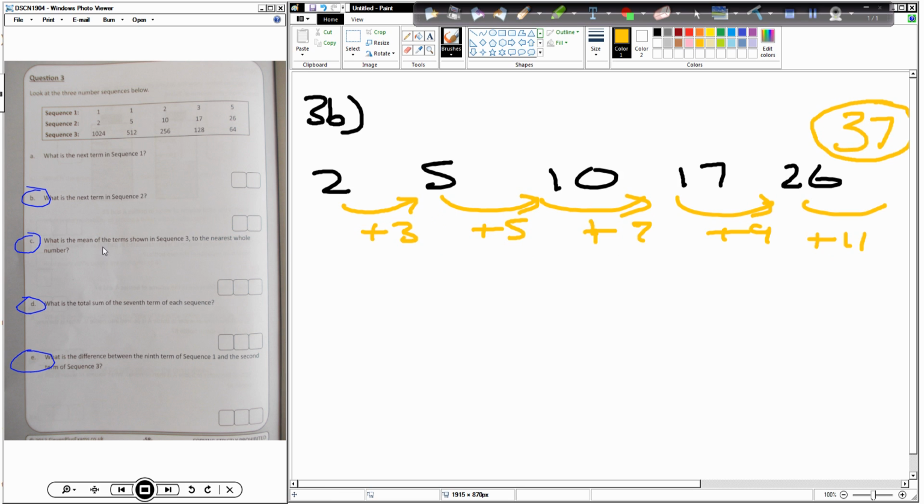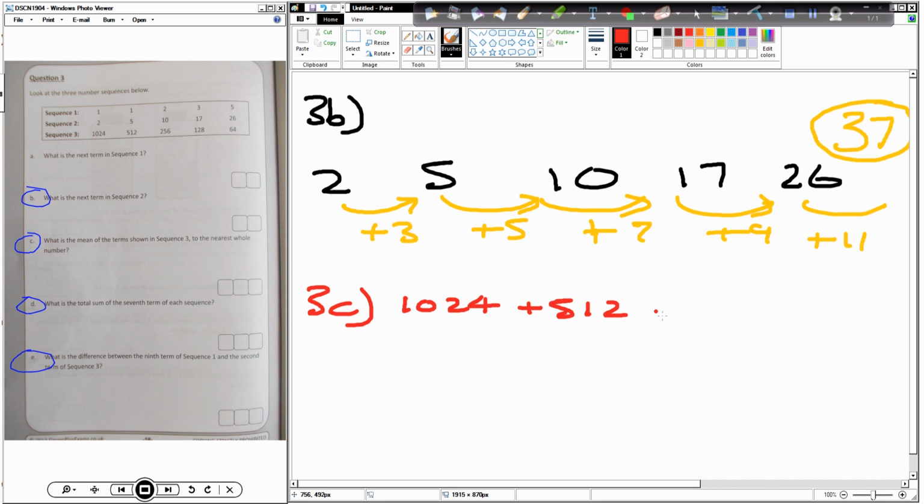C. What is the mean of the terms shown in sequence 3 to the nearest whole number? So what does the word mean first of all mean? It means add the numbers and then divide by how many there are. Okay, let's change color here a second. So 3C. The numbers are 1, 0, 2, 4. We look at sequence number 3, and we're going to add to that 512.